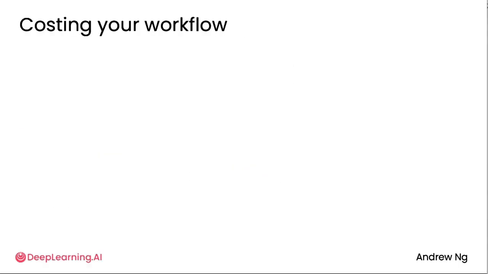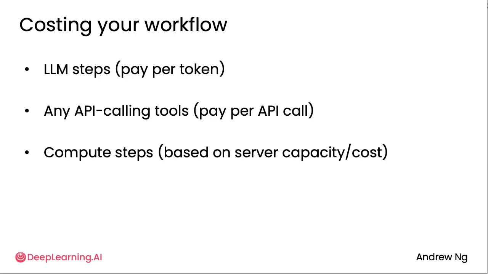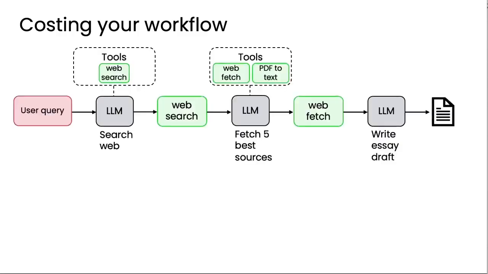In terms of optimizing costs, a similar calculation where you calculate the cost of each step would also let you benchmark and decide which steps to focus on. Many providers charge per token based on the input and output length. Many API providers charge per API call, and the computational steps may have different costs based on how you pay for server capacity and how much the service costs. And so for a process like this, you might decide in this example that the tokens for this step on average cost 0.004 cents.